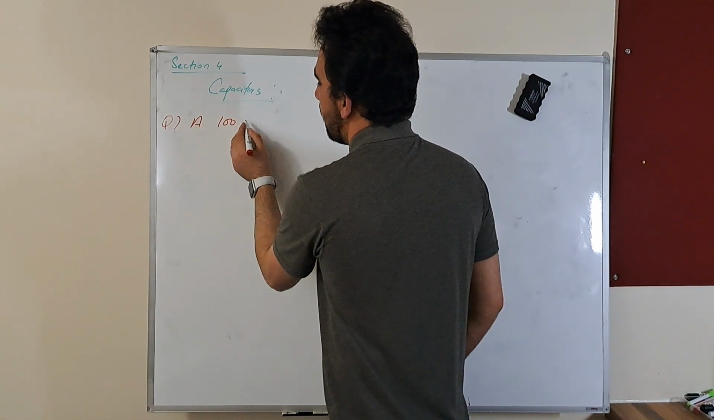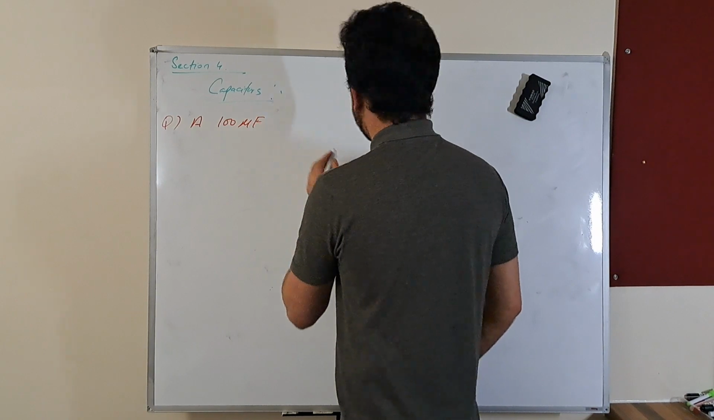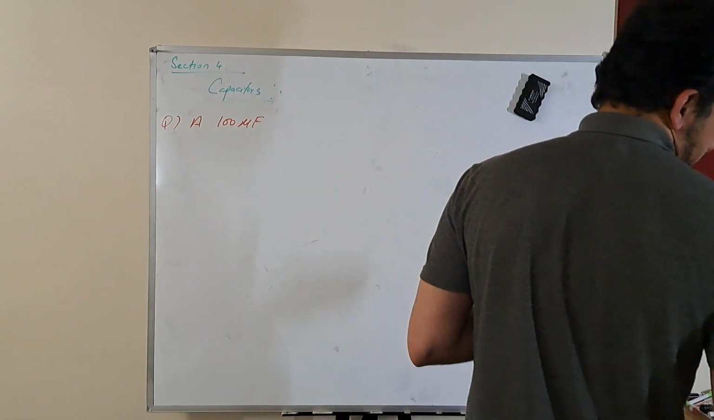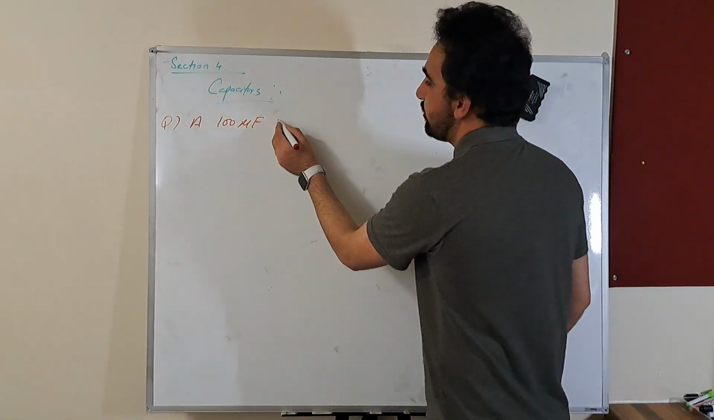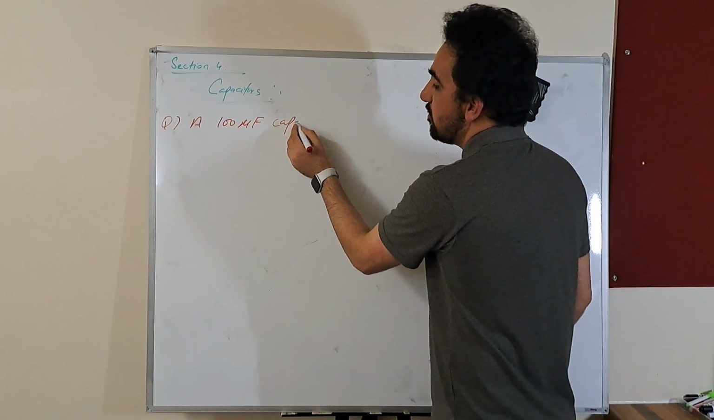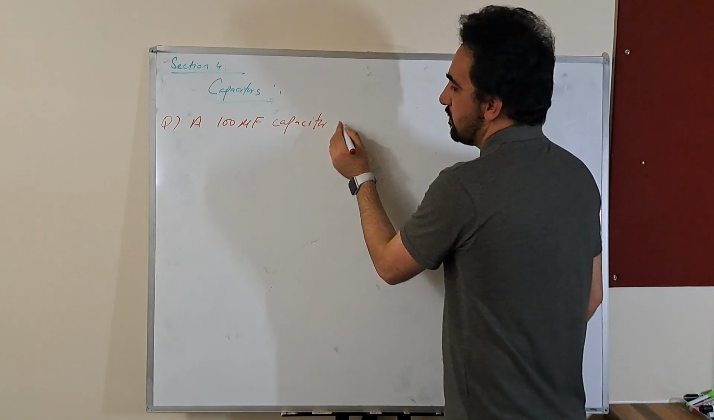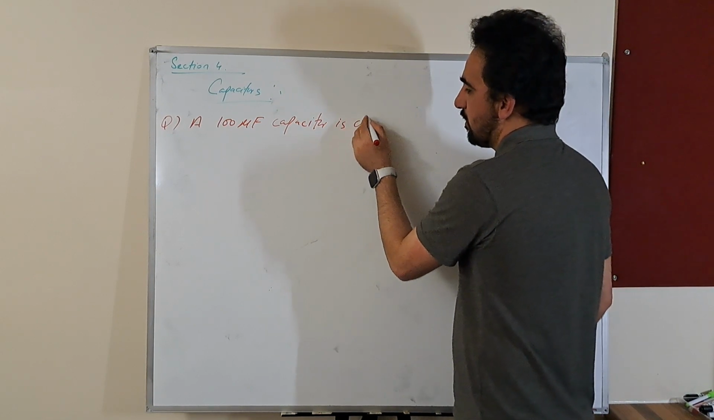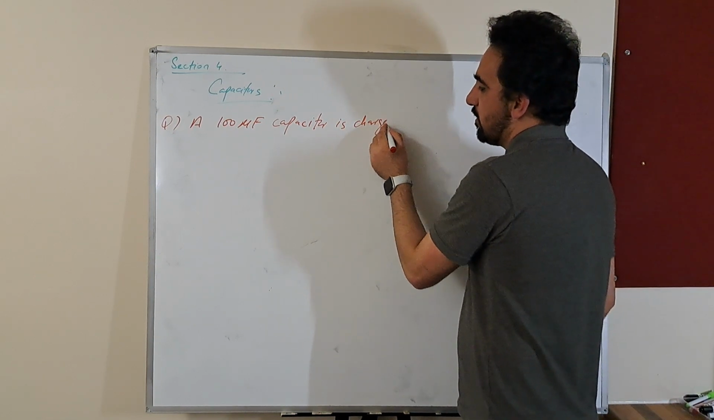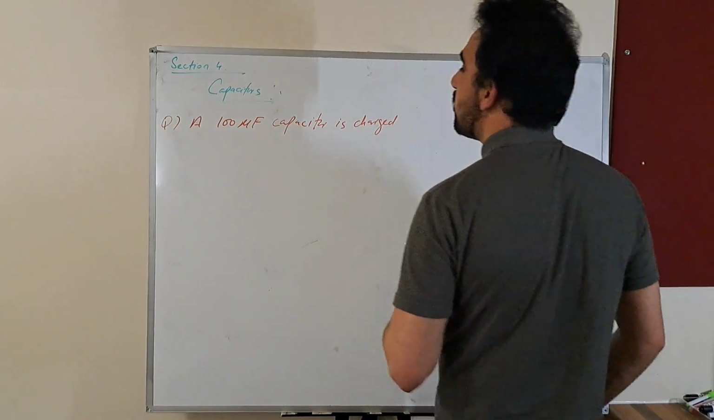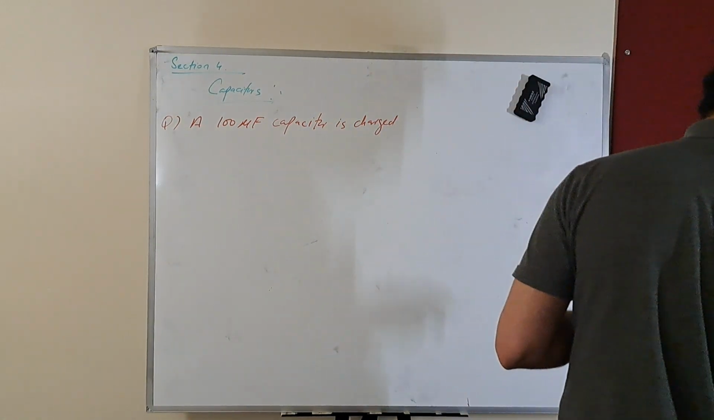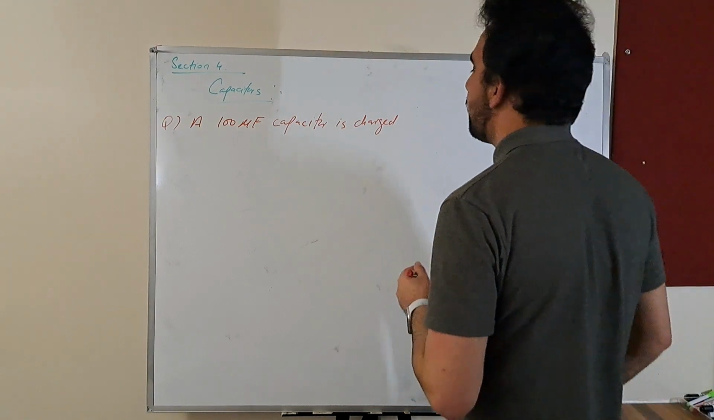100 microfarad capacitor is charged to a potential. The unit of capacitance is farad, okay? A 100 microfarad capacitor is charged to a potential difference of 12 volt.